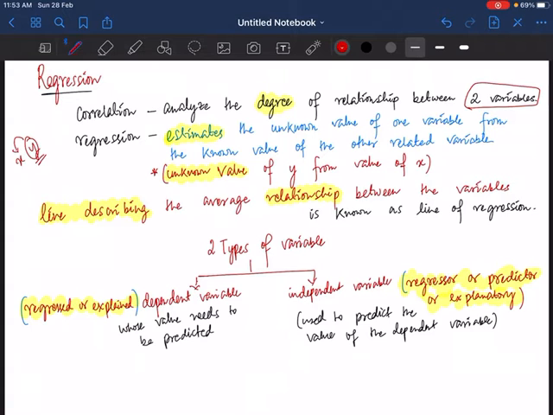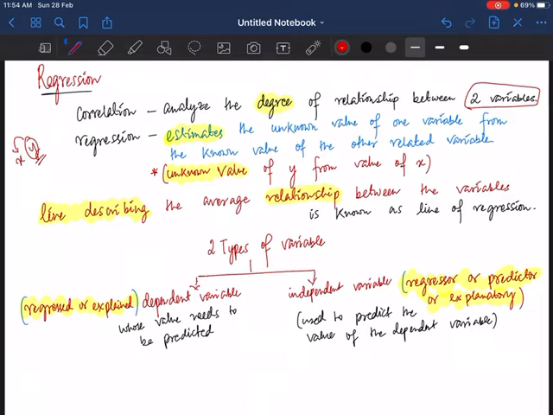So regression is represented by a line. What does that line do? It is a line describing the average relationship between the variables, and that is known as the line of regression. So it is basically a line which defines an average relationship between the two variables x and y.